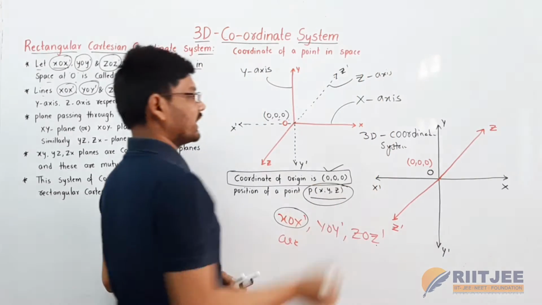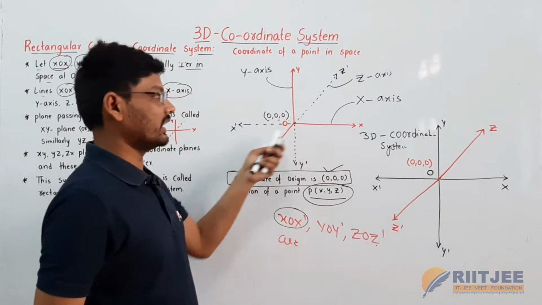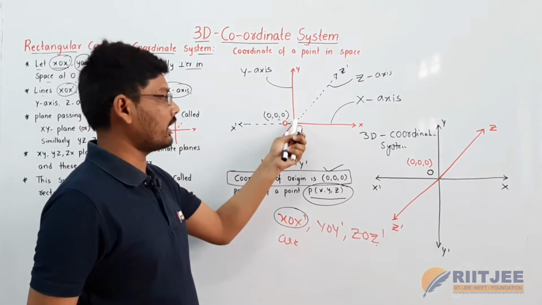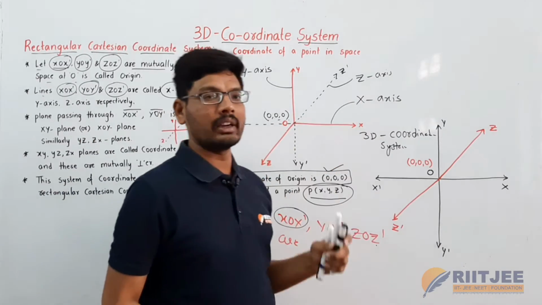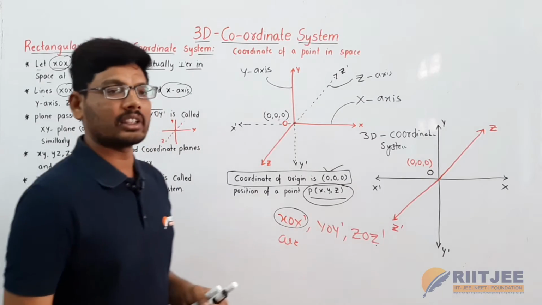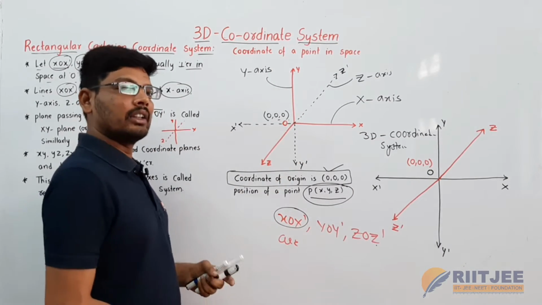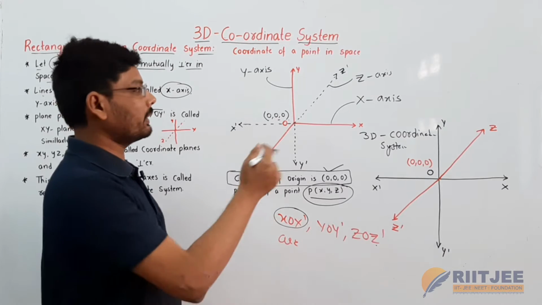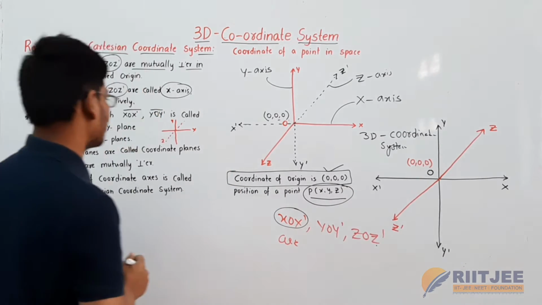Here how many axes are there? Three axes. The line X'OX is the x axis, the line Y'OY is the y axis, and Z'OZ is the z axis. These three axes are mutually perpendicular to each other. If you compare any two axes, they are perpendicular to each other. That is the meaning of mutually perpendicular here.